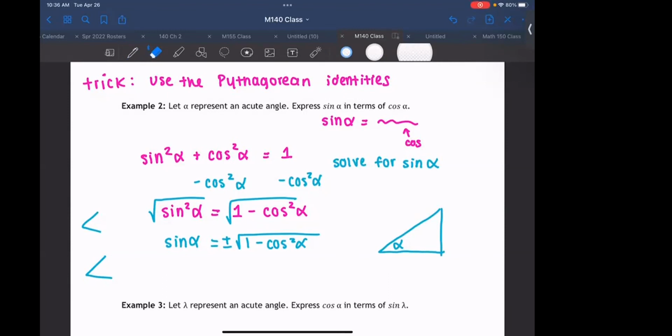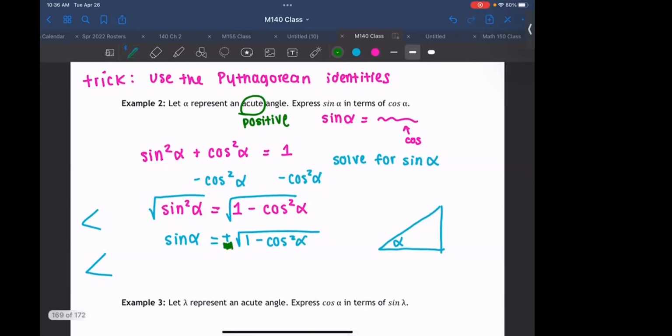So whenever you see in your question that alpha is an acute angle, all this is saying is that whatever you're trying to find is going to be positive. So acute basically translates to positive. Okay, so what we're going to do for this answer is I'm just going to scratch out the negative sign, and my answer is the positive square root of 1 minus cosine squared of alpha.